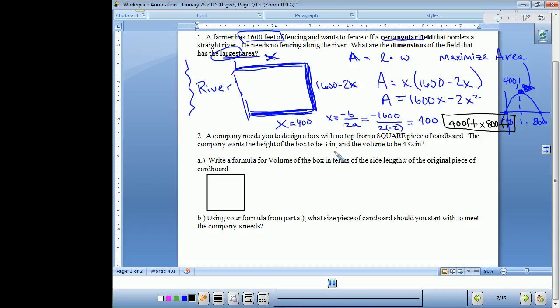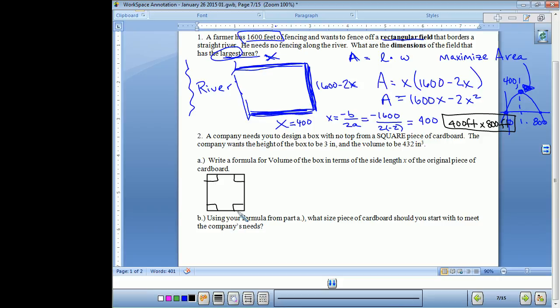Okay, so we're creating a box. This box does not have a top, but we're starting with a square piece of cardboard. The company wants the height of the box to be 3 inches. So if we're creating a net, what we're going to do is cut little squares out of each corner. And then when we fold them up, we're creating a box.